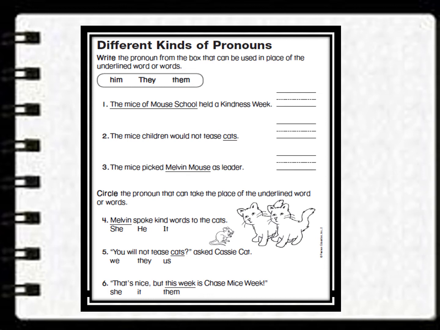And number 6. That's nice, but this week is Chase Mice week. This week, is it she, it, or them? Give yourself time to answer this before I reveal the answer. Here is the answer.